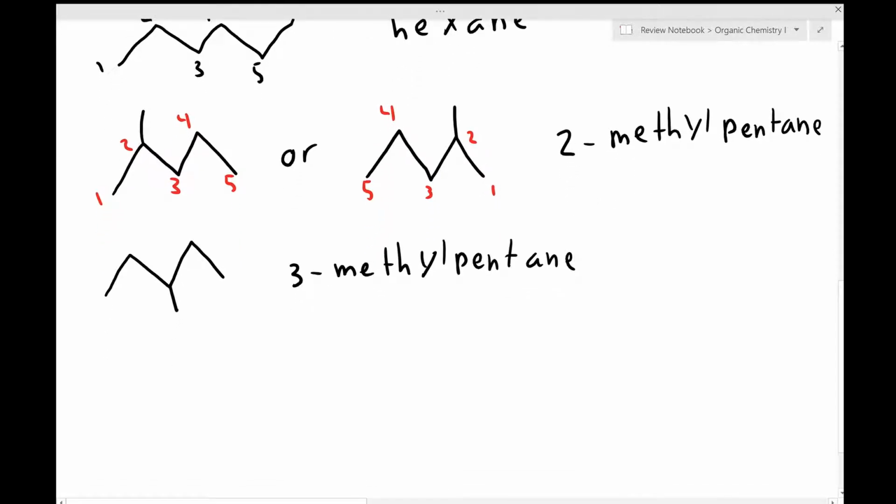We could have them both on the 2 carbon. 1, 2, 3, 4, 5. Oh, sorry. 1, 2, 3, 4. We'll have them both on the 2. Or we can have it 1, 2, 3, 4, both on the 2. Just to name it again.